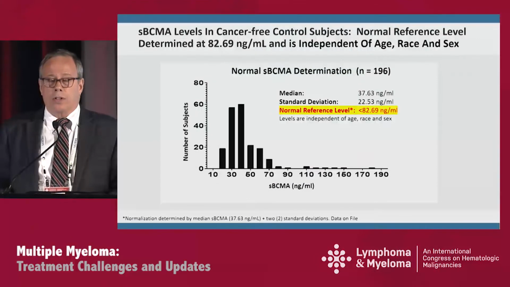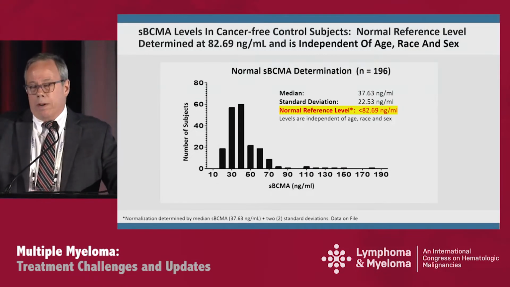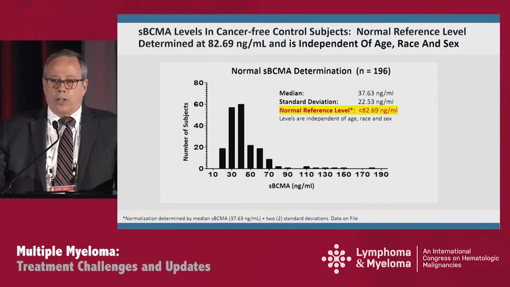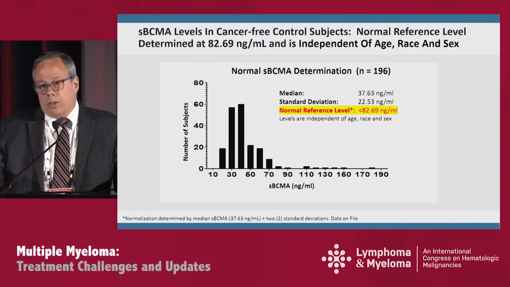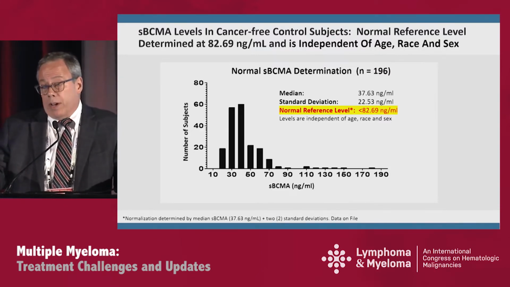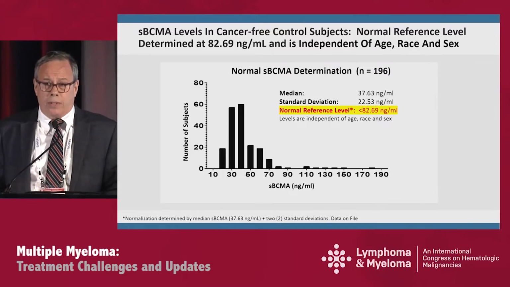We also want to determine what the normal range was, and you'll see why in a moment. So we've taken age-matched controls, largely spouses, significant others, or friends of our patients. We've done this in about 200, and we know the median, again, is about 37.6, but if you go 2 standard deviations above that to determine your normal upper limit threshold, it's about 82. So anything less than 82 we considered normal.